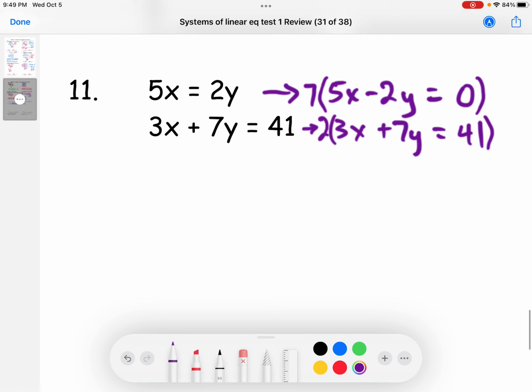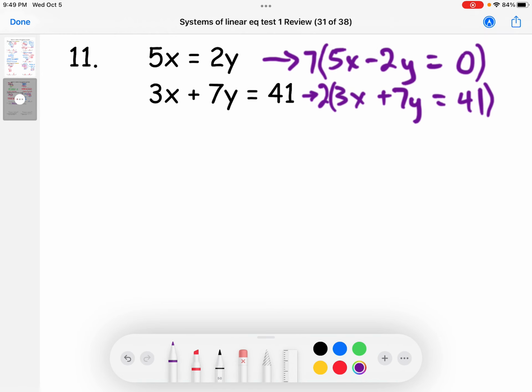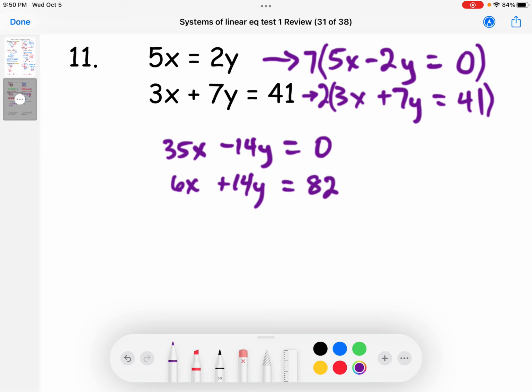Let me rewrite that down below. The new top equation is going to be 35x minus 14y, 7 times 0, still 0. On the bottom, that's going to become 6x plus 14y equals 82. We do some quick math right here. The y's get eliminated. 35 plus 6 gives us 41x equals 82.